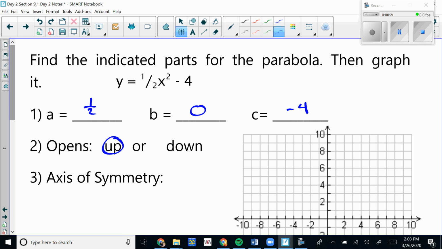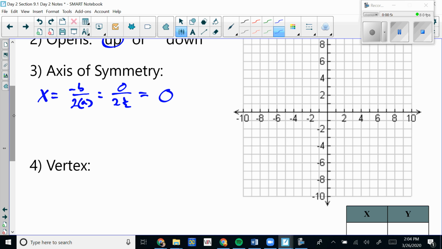And then the axis of symmetry, remember that's x equals -b/2a. Well, it doesn't even really matter because here our b is 0. So -0, 0, that means the same thing, over 2 times 1/2. No matter what's on the bottom, this will just equal 0. 0 divided by anything is 0. Okay, so this is the line x equals 0.